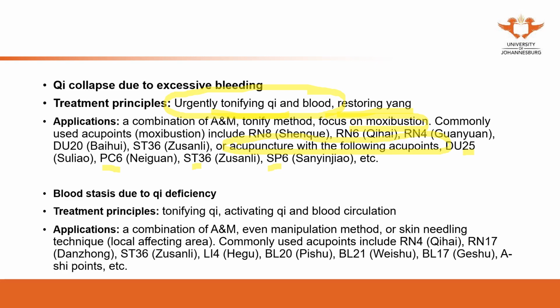If you use herbal medicine, you can focus on Huang Qi, a large dose of Huang Qi. Huang Qi is also quite commonly used in homeopathy, I think, because I have seen some of you use these herbs. Blood stasis due to qi deficiency: you're going to tonify the qi. Always treat the cause and then relieve the manifestation.